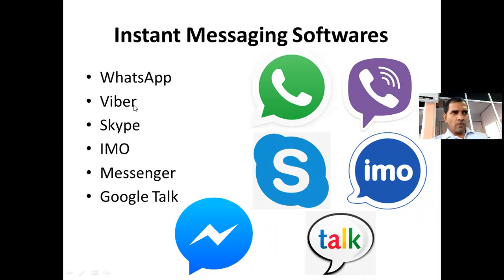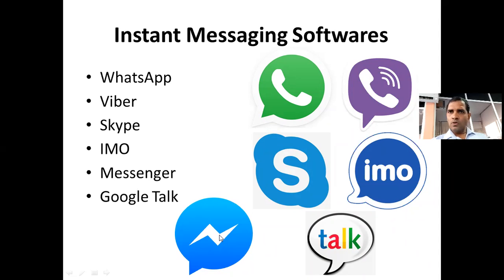Then we have Viber. We know this is the logo for Viber. And Skype was one of the famous instant messaging providers at that time, but now WhatsApp and Viber dominate. But Skype was once a popular application, and still people use it. This is the Skype logo. IMO is also used nowadays. Most people prefer to use it, this is the IMO logo. Messenger is mostly attached to Facebook.